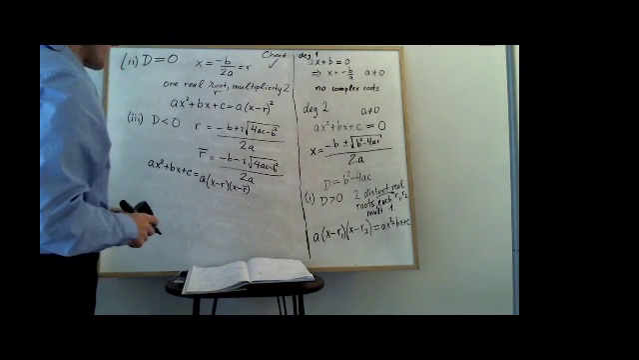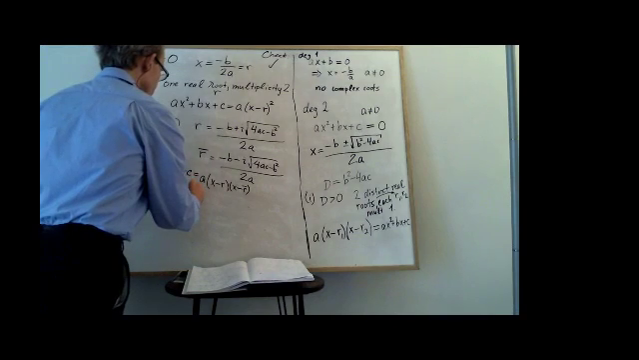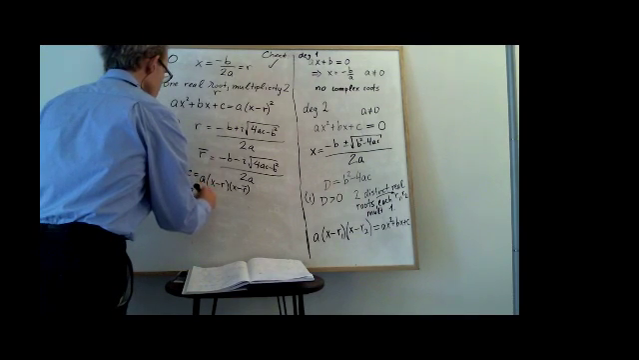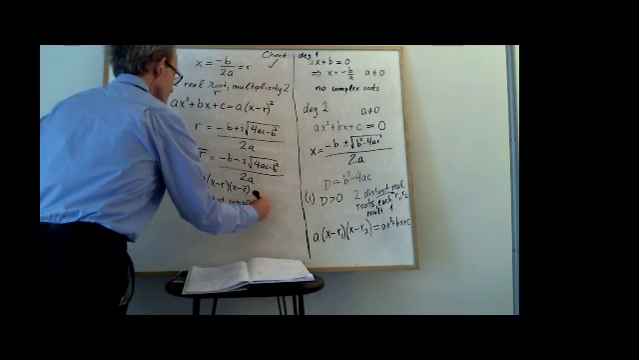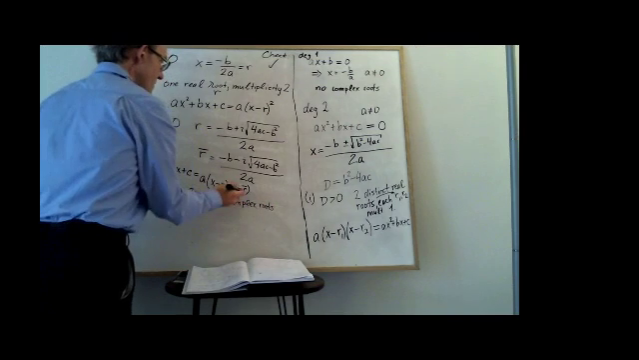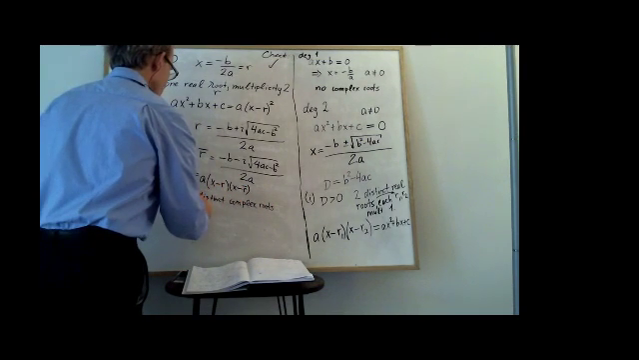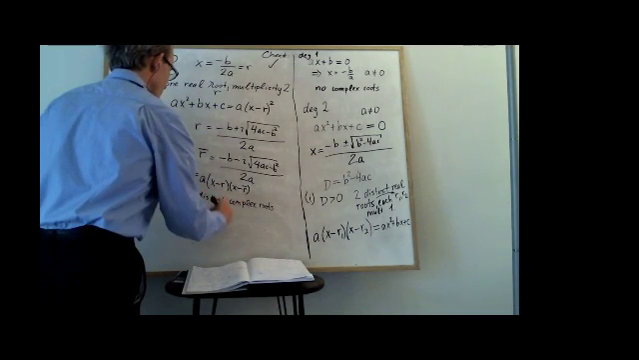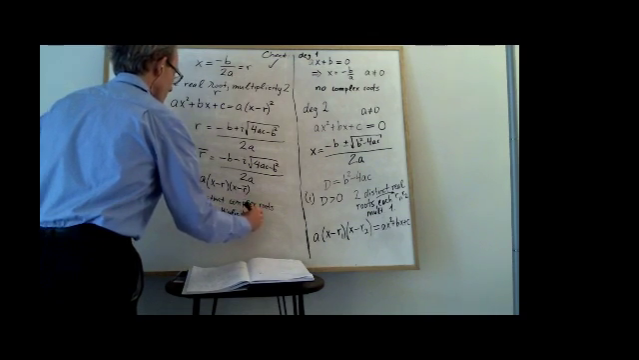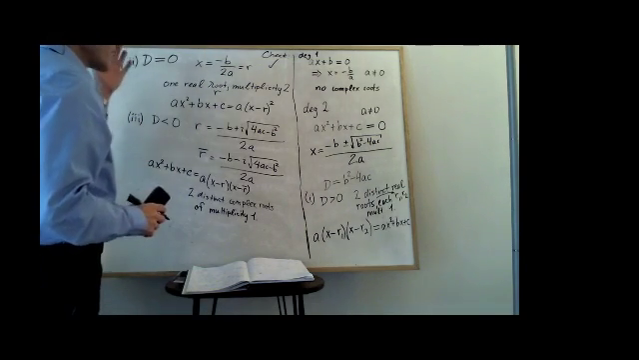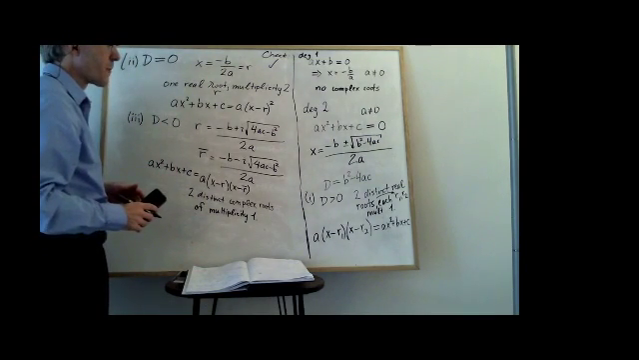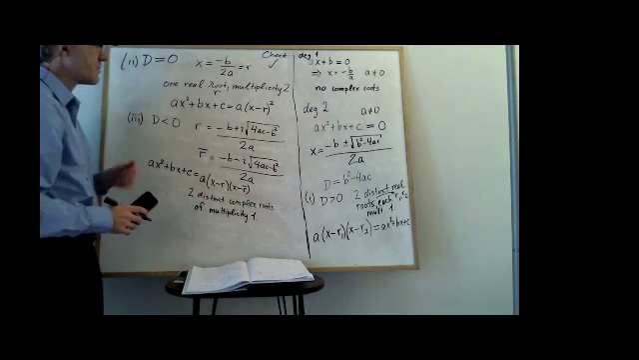Okay. So these are roots of multiplicity 1. Two distinct complex roots with non-zero imaginary part of multiplicity 1. Okay, so that covers all the cases for a quadratic polynomial.